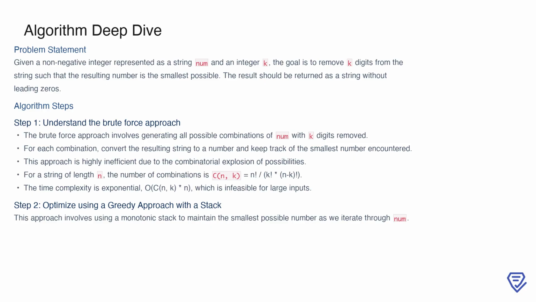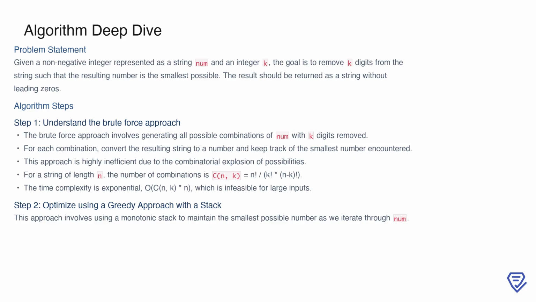The problem we're solving is to remove k digits from a given number, represented as a string, to form the smallest possible resulting number. The result should also avoid any leading zeros, and if all digits are removed, we simply return 0.